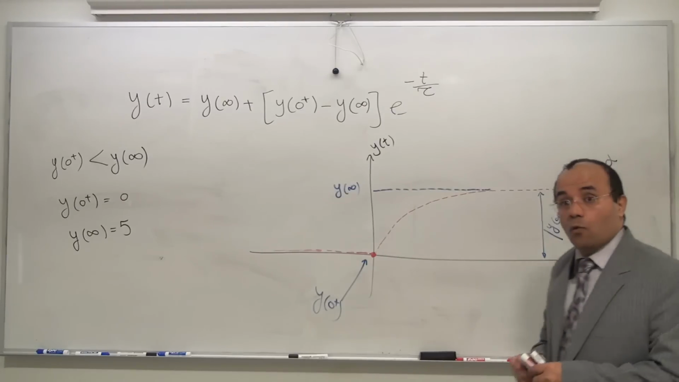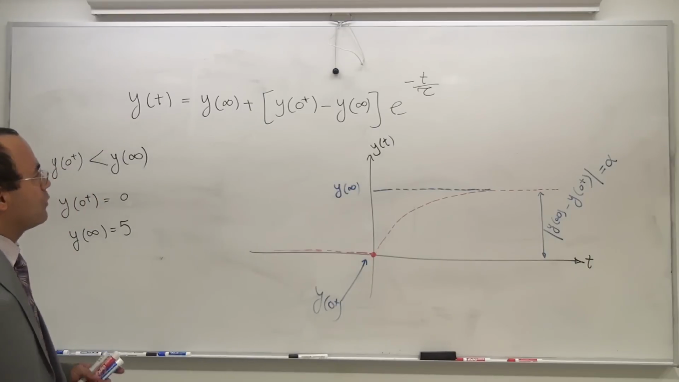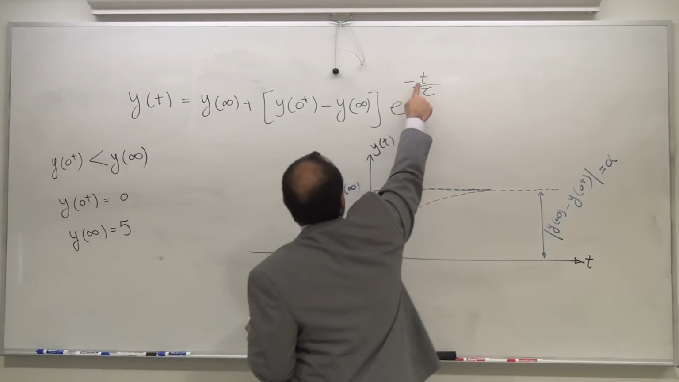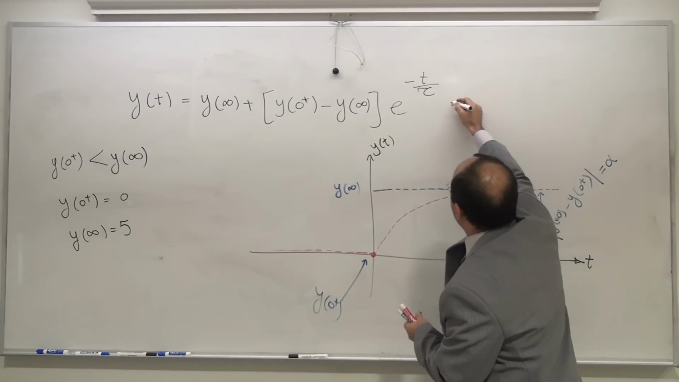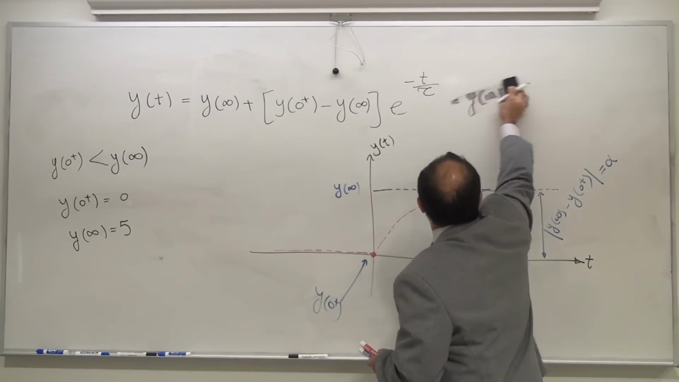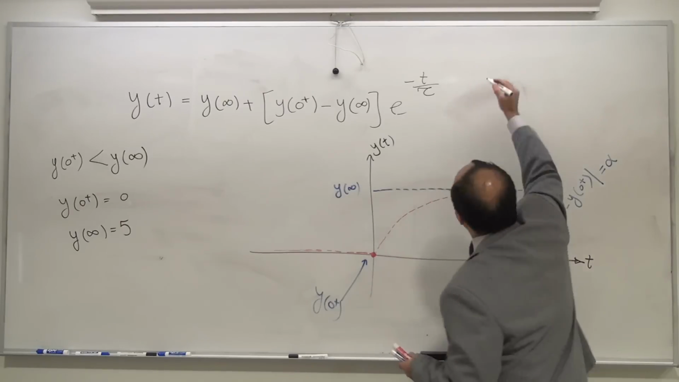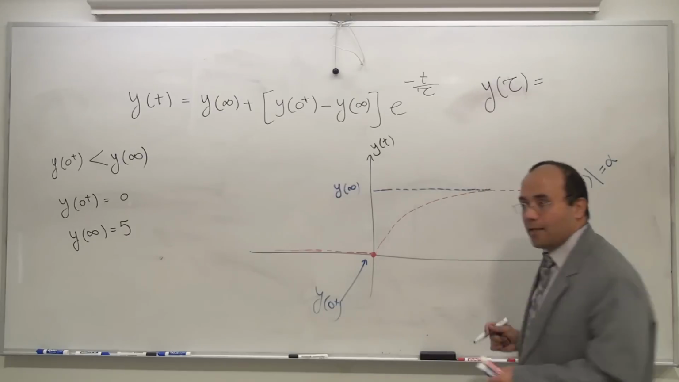Now, what is tau? Imagine t is equal to tau. What happens? This one is equal to y of infinity. Well, I'm sorry, it's not equal actually. I should be very careful. I want you to find me y of tau. T is equal to tau.